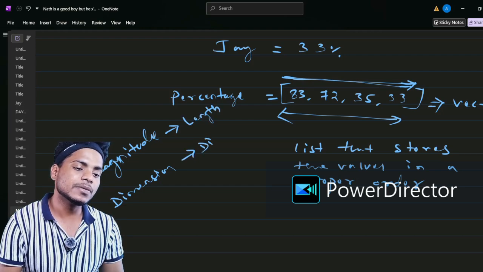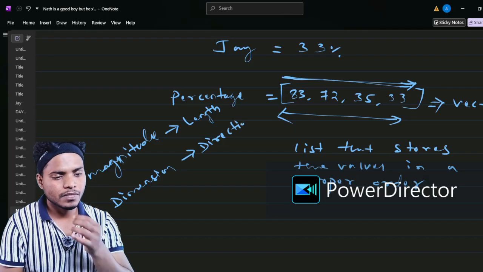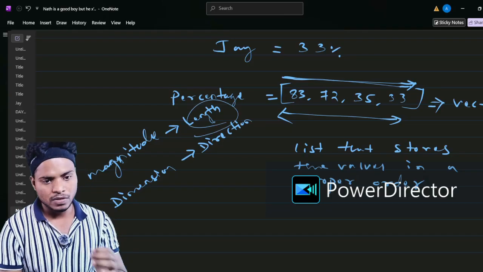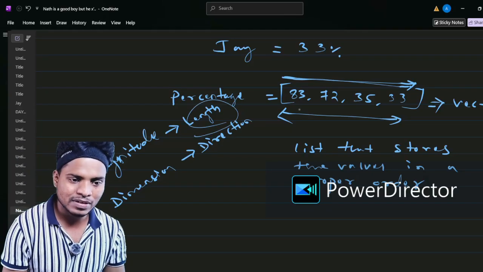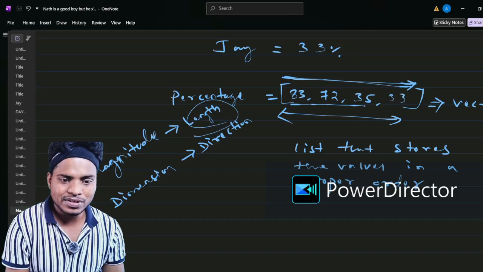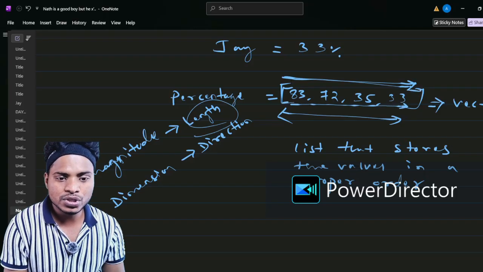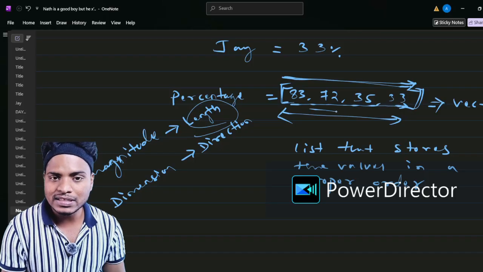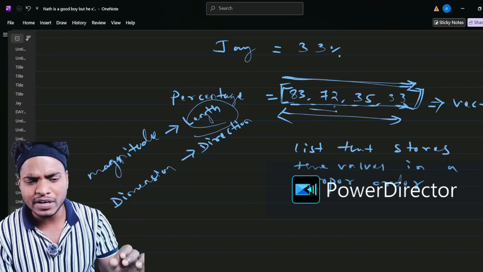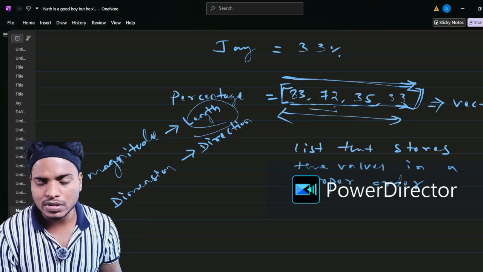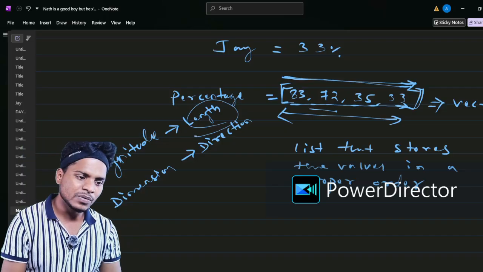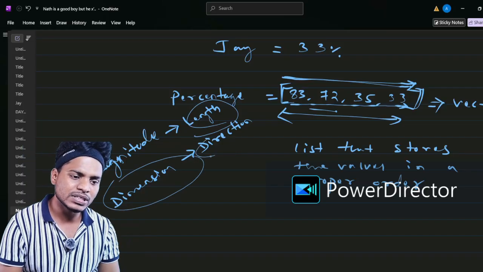Dimension, direction. Very simple. Then what is this length called? Length is nothing but, now see, 83, 72, 35, 33. It has a certain length. It starts from here and goes till 33. It has a length, so this is called magnitude. So now tell me, does a vector have magnitude or not? Yes, it has. Well, then what is dimension? As I told, this is direction.